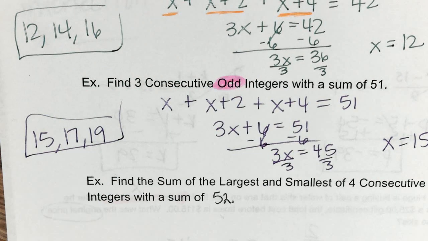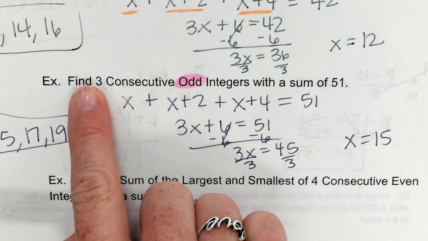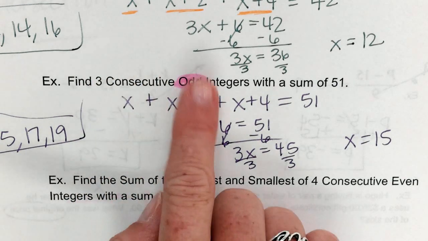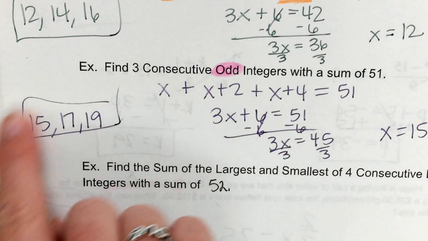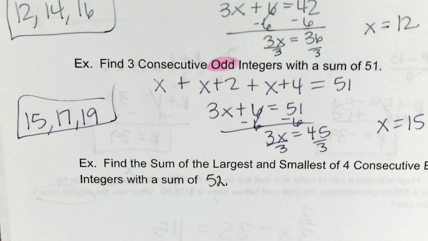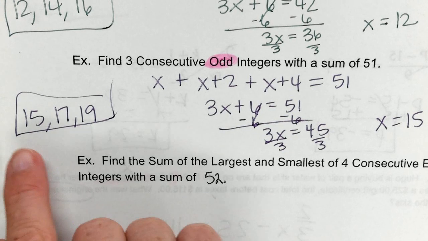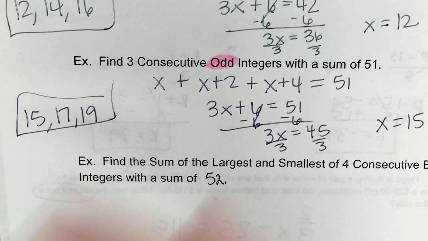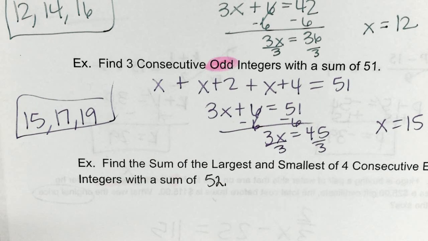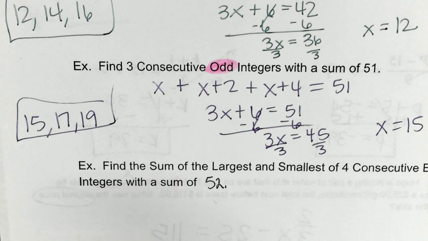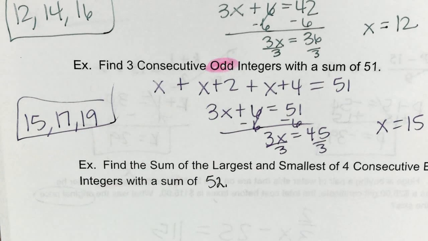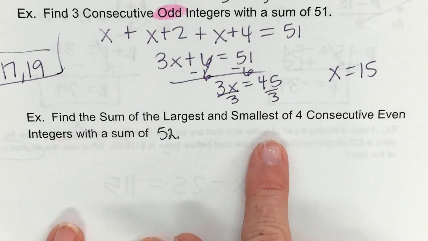Now, be careful on the next question. You're going to do it the exact same way, but it's asking for a different answer. So what if I had said, find the largest of 3 consecutive odd integers? Then what would be my only answer? 19. What if I said, find the first? 15. What if I said, find the sum of the smallest and the largest? Then I would add 15 plus 19. That's what this one says.